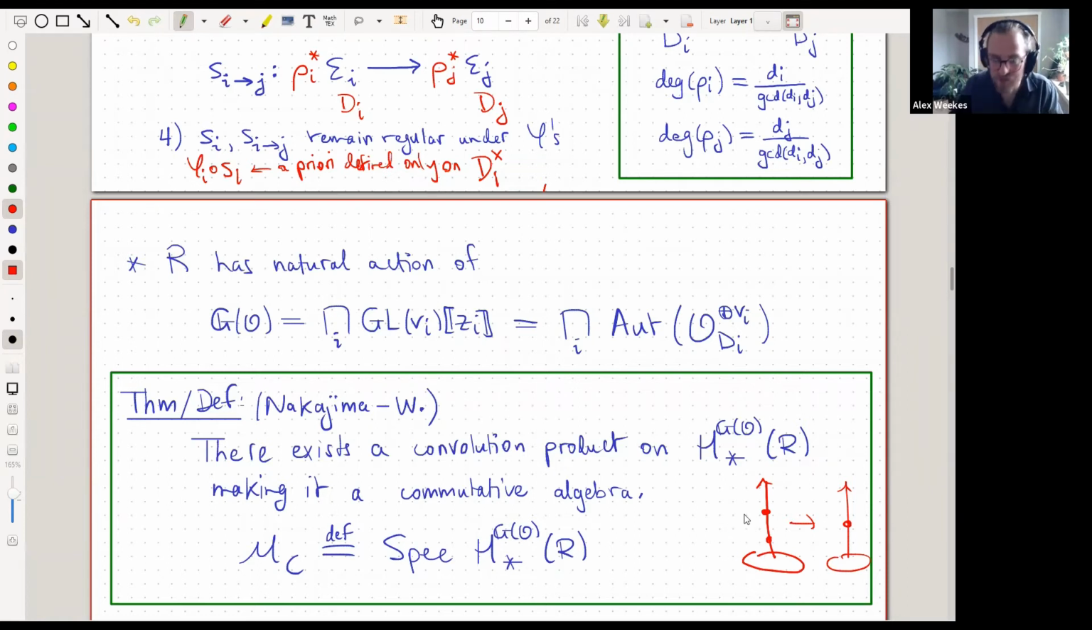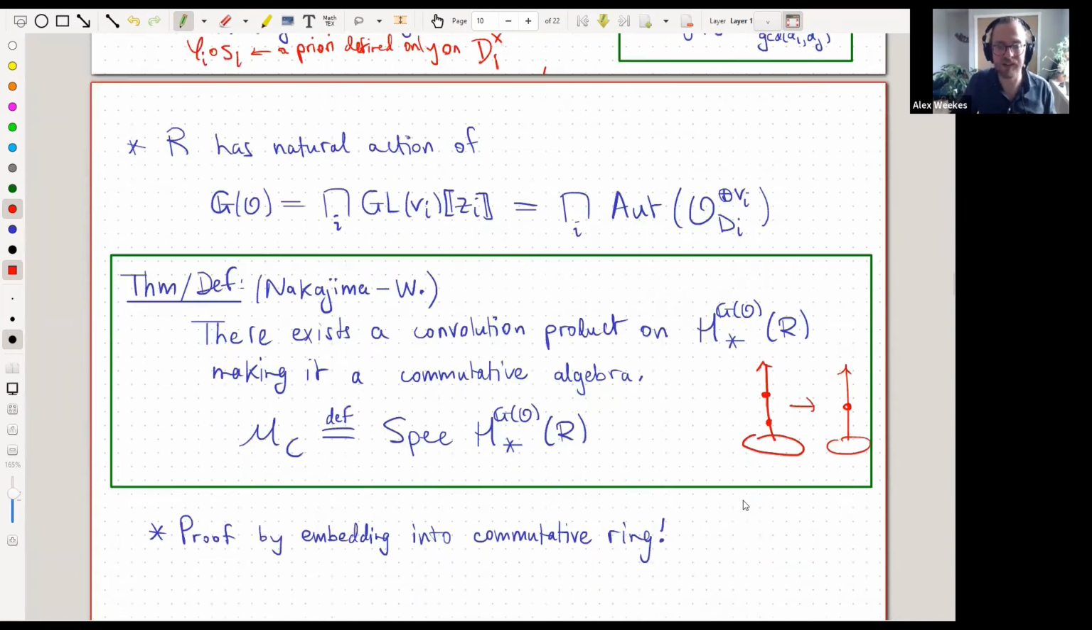But we don't use the same proof as the ordinary case because we don't have quite the same picture. So rather, we prove this theorem by just embedding this algebra into a commutative ring. And finally, armed with this theorem, to define the Coulomb branch, you have a commutative algebra right here. It makes sense to take its spectrum. And that will be the definition of the Coulomb branch for us. Any questions?